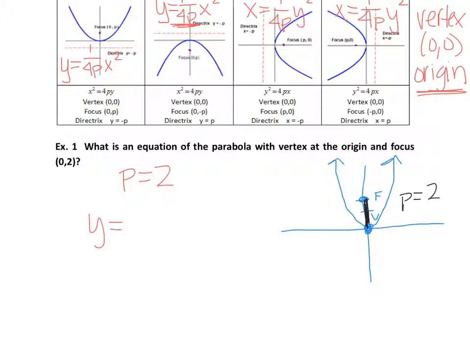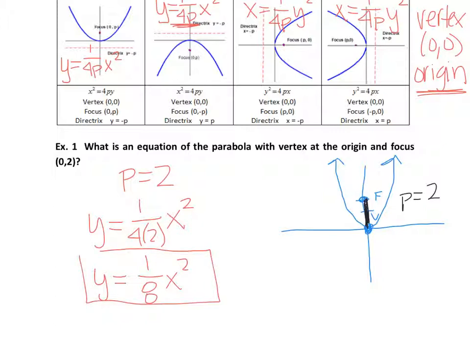So y equals 1 over 4 times p x squared. 4 times 2 is 8, so y equals 1 over 8x squared. That is the equation for the parabola with a focus at 0, 2.